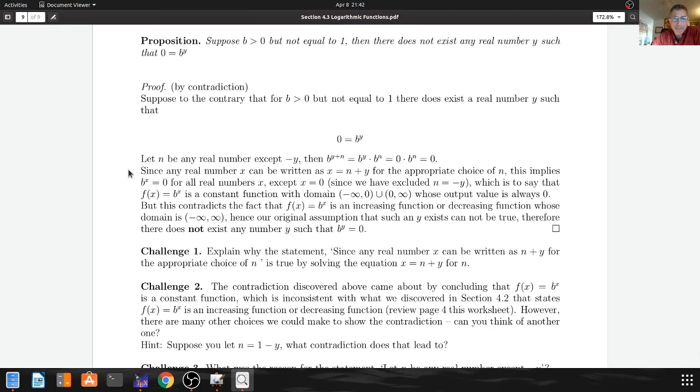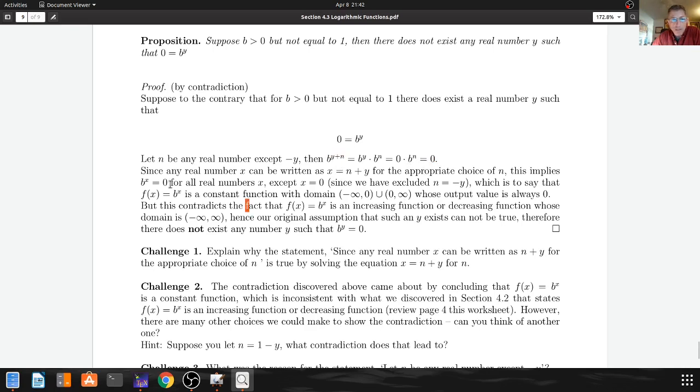So I say let n be any real number except minus y. Then b raised to the power of y plus n, using just easy properties of exponents, is equal to b to the y times b to the n. But we've assumed b to the y is equal to 0, so that's equal to 0 times b to the n, which is equal to 0. Okay, so if I let n be any real number except minus y, then if I take my base b and I raise it to y plus n, I still get 0.